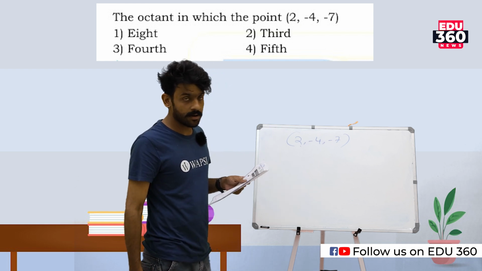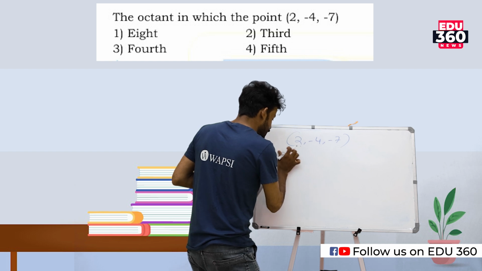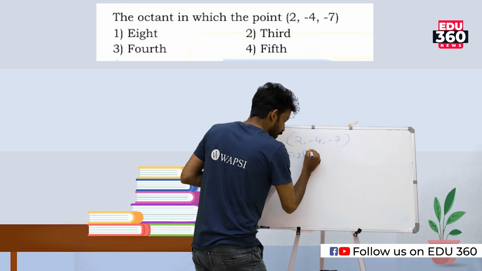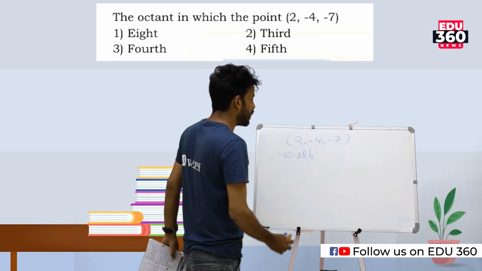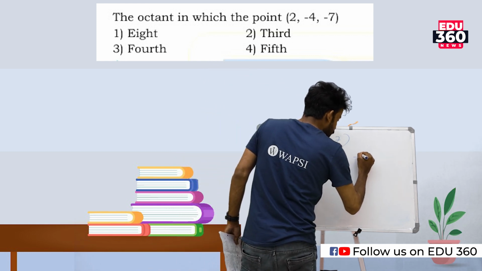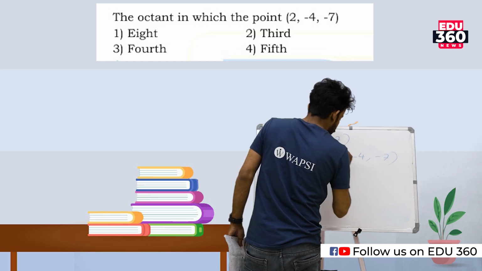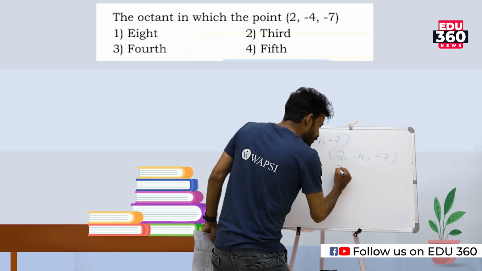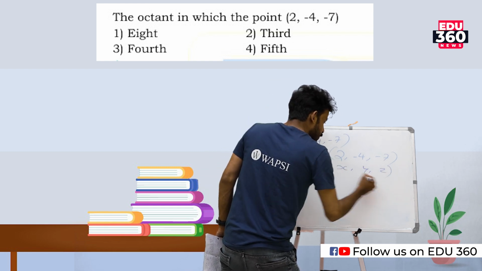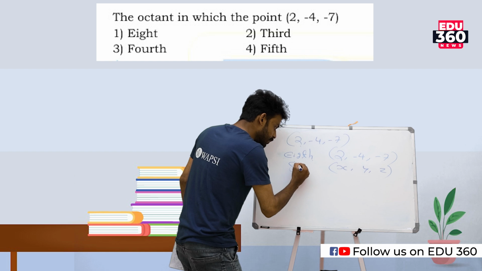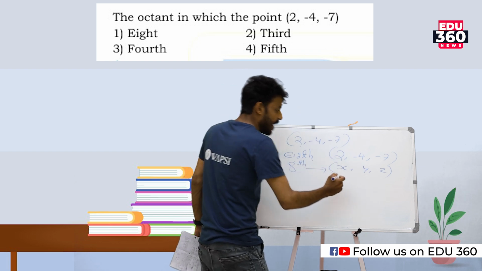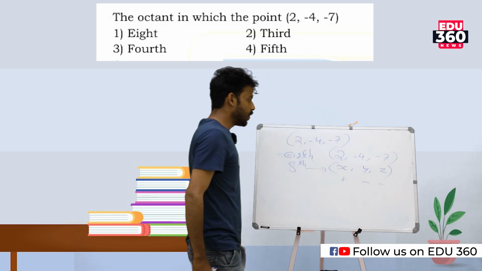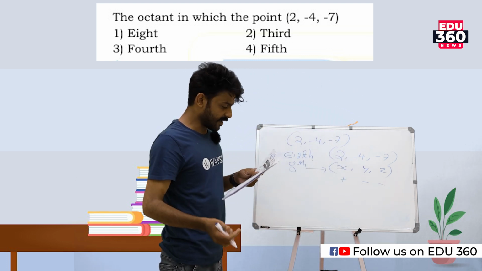So for this one, (2, -4, -7), this belongs to the 8th octant. That means for an 8th octant, with the point as x, y, z, x must be positive, y must be negative, and z must be negative. We can also discuss the others.